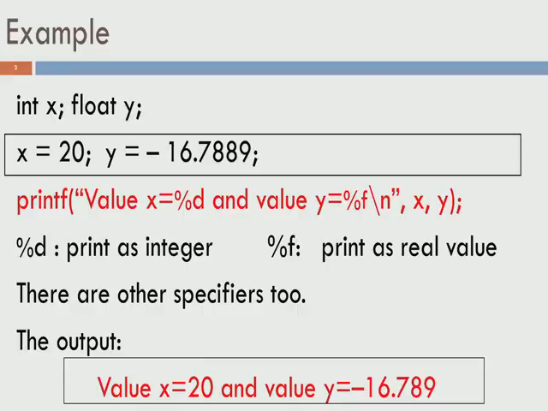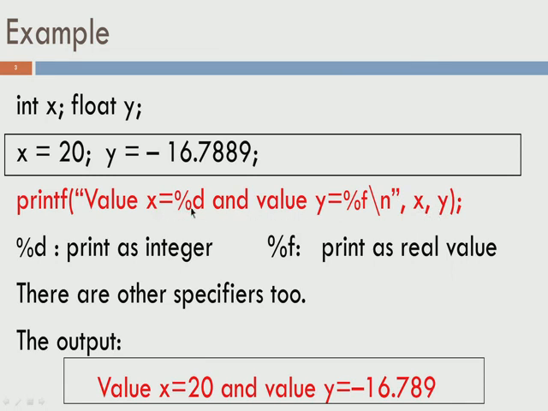So, let us look at this example. Let us say I have int x and float y, and let us say x equals 20 and y is minus 16 point something. If we have this printf statement, "value x equals %d and value y equals %f backslash n", comma x, comma y. So, that is a printf statement. As you can see, the very first part is the format string which is enclosed within double quotes, and then there is a comma separated list of variables. In this case it is a comma separated list of two variables, namely x and y.